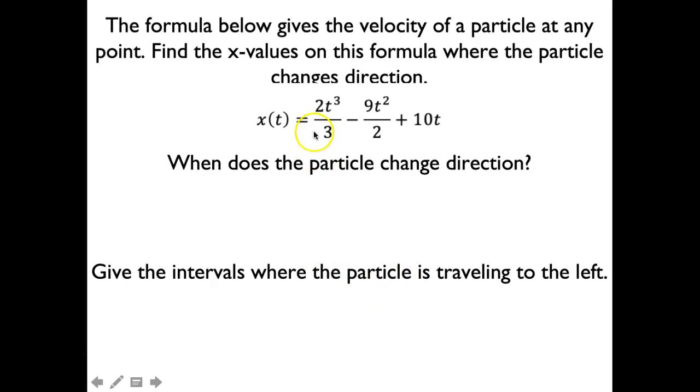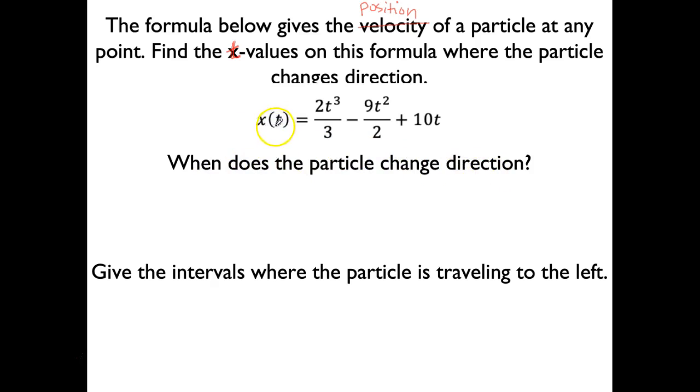Okay, the formula below gives the velocity of a particle. And I am sorry, I changed this formula. As I was reading that, I noticed I did not give you a velocity. I gave a position, okay? The formula below gives the position of a particle at any point. Find the x values, and in this case it's not x, but t values, because we're talking about time, on the formula where the particle changes direction. Okay, when does the particle change direction?